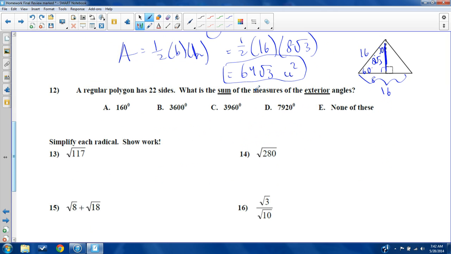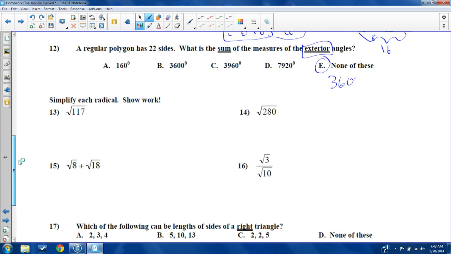Your answer is 360. No matter what, your exterior angles always add up to 360. It doesn't matter how many sides there are. If it's 360, there's no 360 here. Here's a "none of these" answer. It should be 360 degrees.